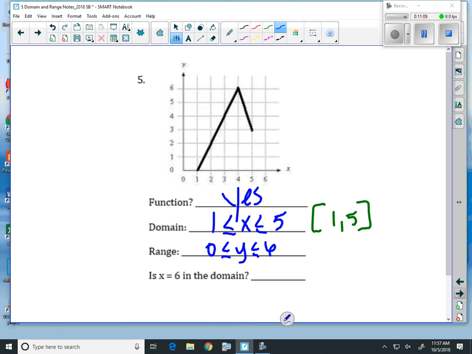Any questions on that? Is 6 in the domain? X equals 6? No, it's not. There's no x values that are 6 on that. And again, interval notation for that one, if we do interval notation. Questions for me on number 5?